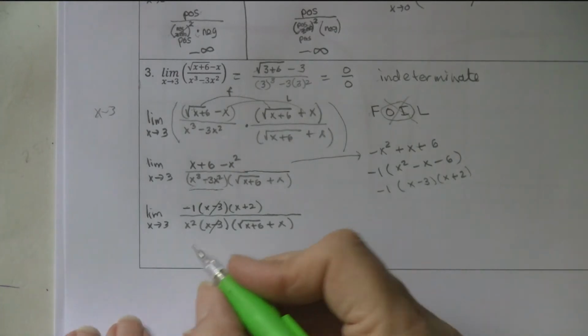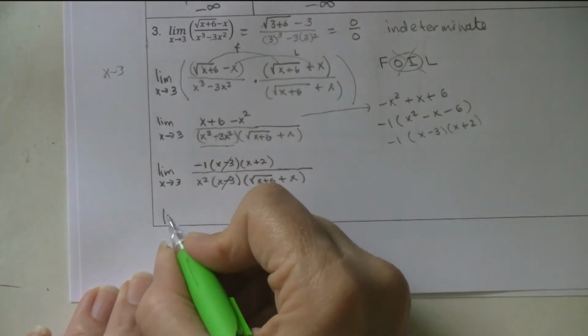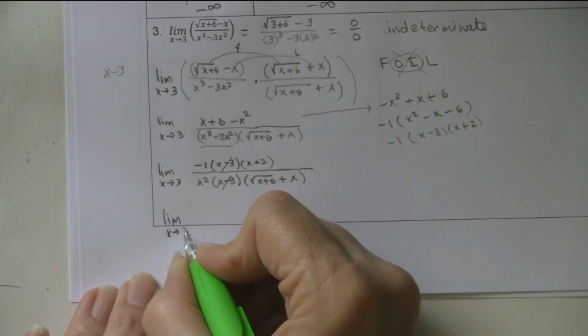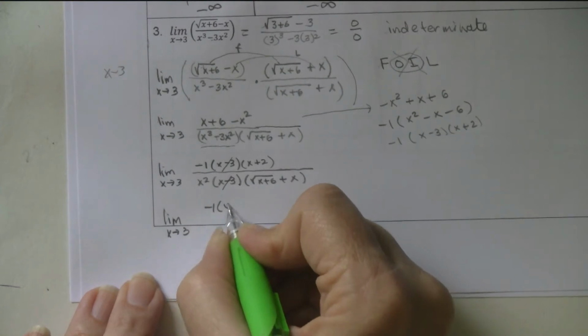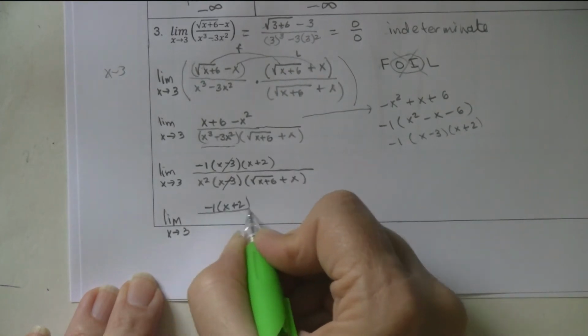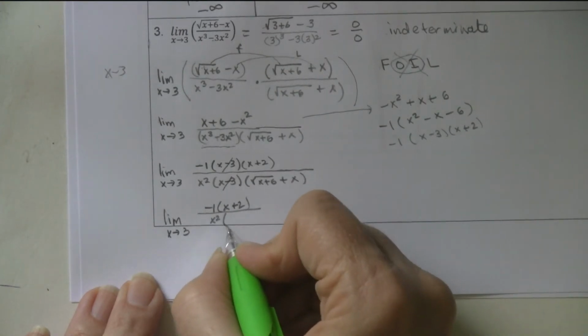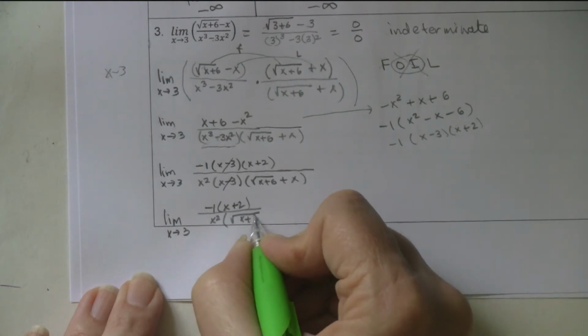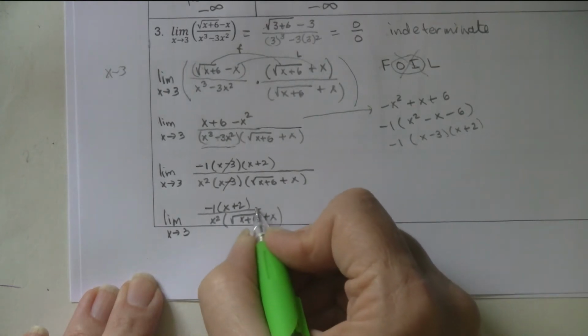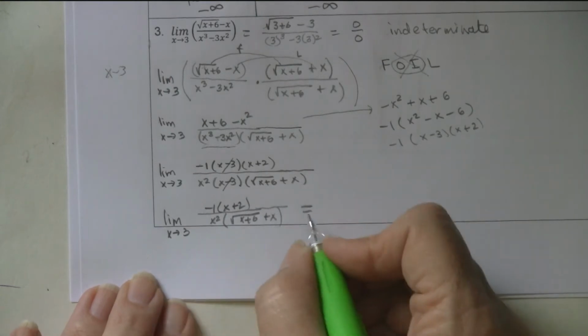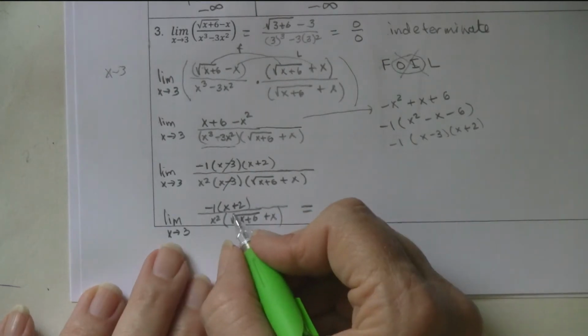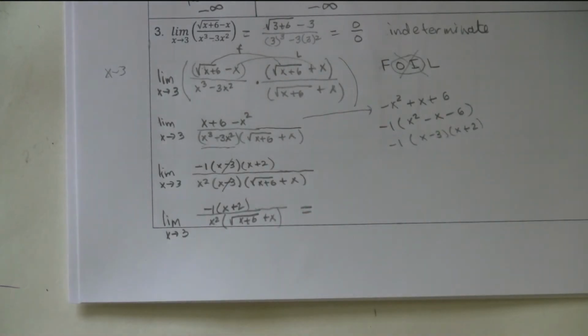And now I can use substitution with what I have left, the limit as x goes to 3, of negative 1 times x plus 2 over x squared times the square root of x plus 6 plus x. So now I can substitute in. Now I am finding the limit. Now I am substituting in. Remember, finding the limit, the number 1 limit law is substitution, right? And so I now can substitute in because I'm not having divided by 0.